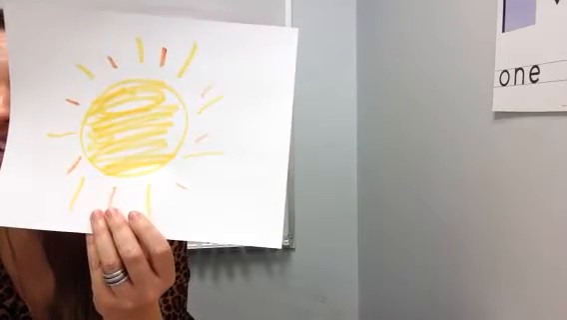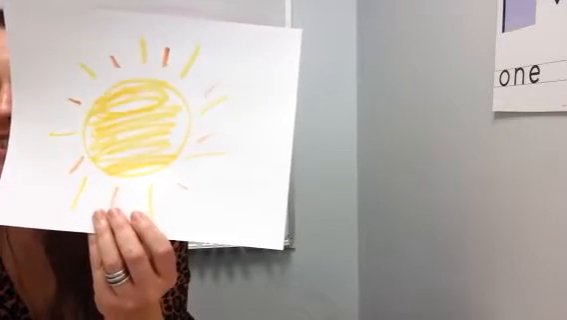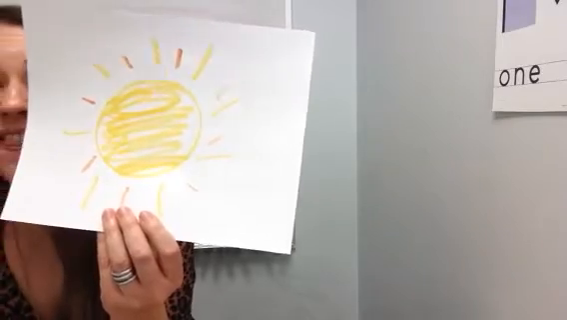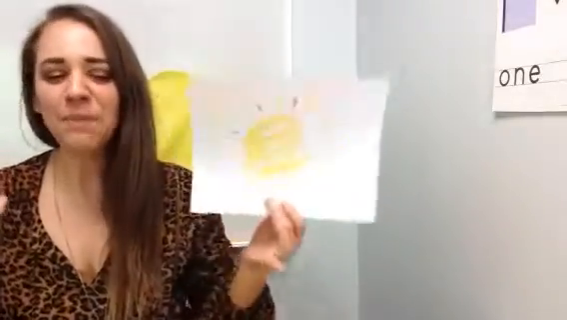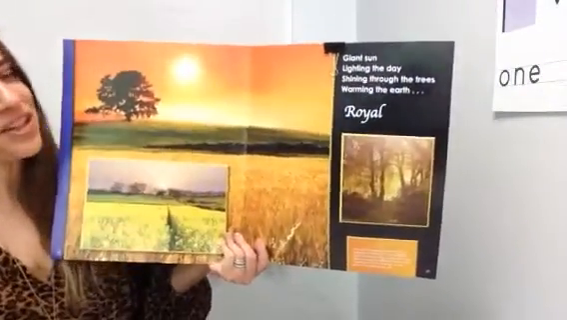The rays are seen because of particles of dust compounds in the air that are more visible when the sun is less bright. Now, that was my drawing of the sun. And here is a photograph of the sun. Can you see the sun in this picture?